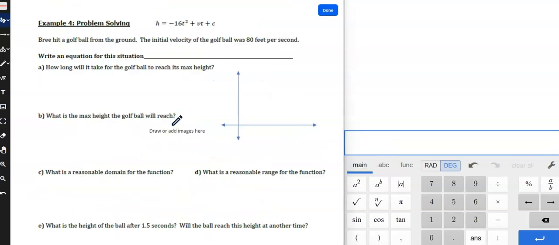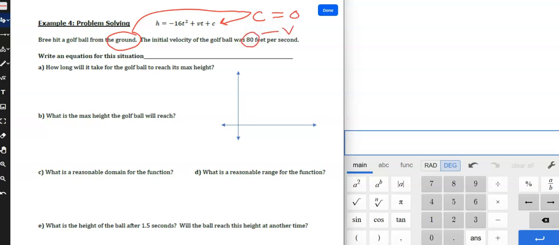Okay, so Bree hit a golf ball from the ground. Right there, that told me that the C value was equal to 0. The initial height of the golf ball, right? That's your C. Write the equation for this. Okay, H equals negative 16t squared plus 80t. But I'm not going to put plus 0 at the end. That would be a waste of time.